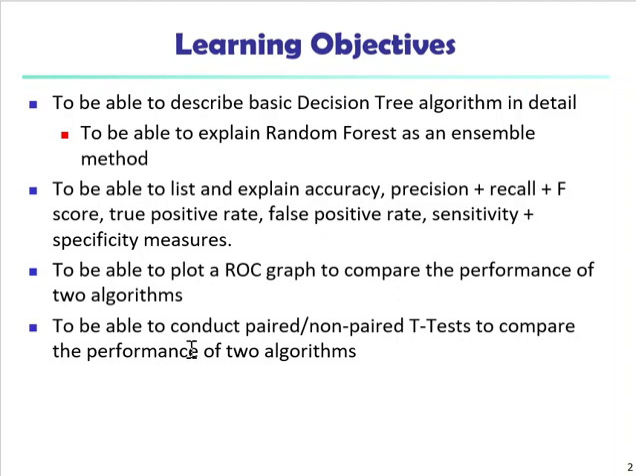Lastly, you need to be able to conduct paired or non-paired t-tests. I trust most of you know how to do that already from your other statistics class. But in machine learning and data mining, I really want to emphasize this. Because our algorithm can perform very differently depending on what training examples you provide. Therefore, the performance of an algorithm cannot be determined by a single run. Therefore, a t-test or other statistical estimate of the true performance is very, very important.